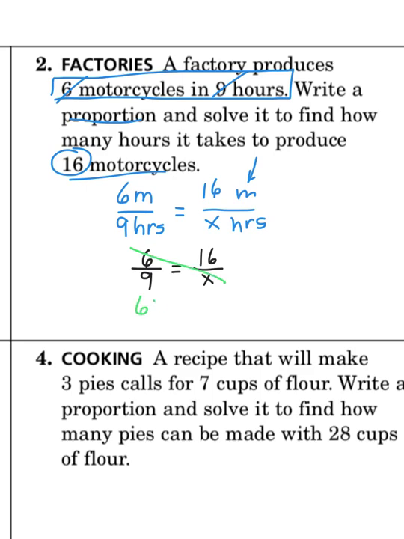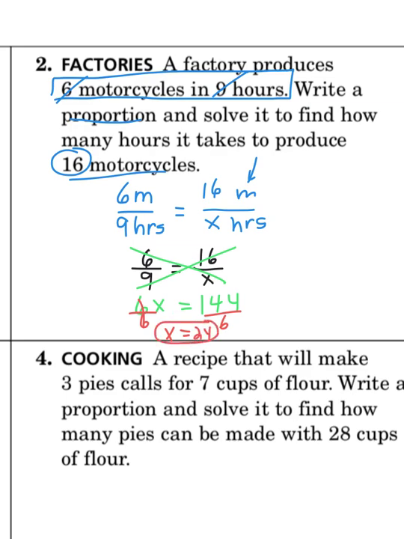So I'll find that x and that 6. That's going to be 6x equals, and 9 times 16 is 144. Okay, divide by 6, 1x equals 144 divided by 6 is 24.